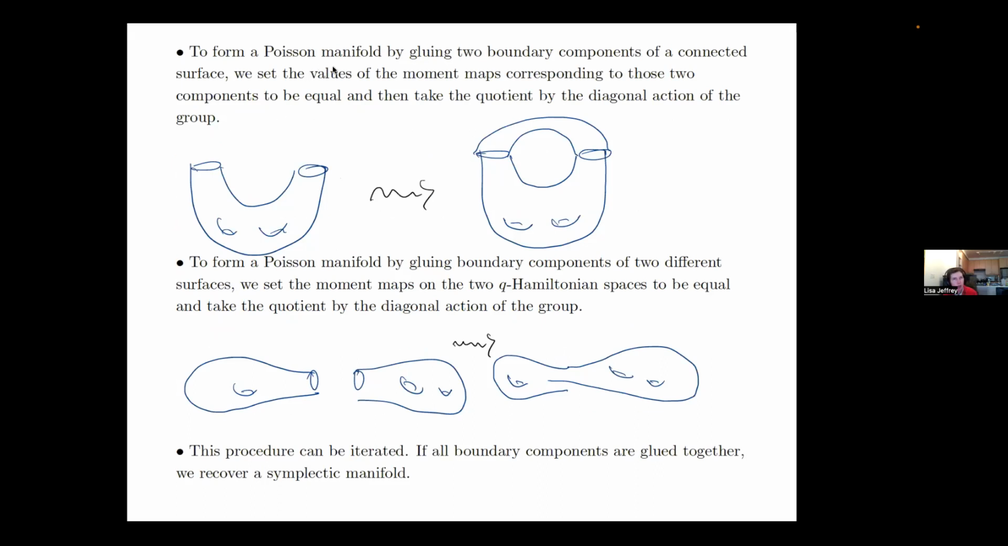And so what you can do to form a Poisson map is set the values of the moment maps corresponding to some components of the variety to be equal, and then take the quotient by the diagonal action of the group. Or similarly, if you have boundary components of two different surfaces, you just set the moment maps equal and take the quotient by the diagonal action of the group. So this produces a way of understanding the capping procedure.